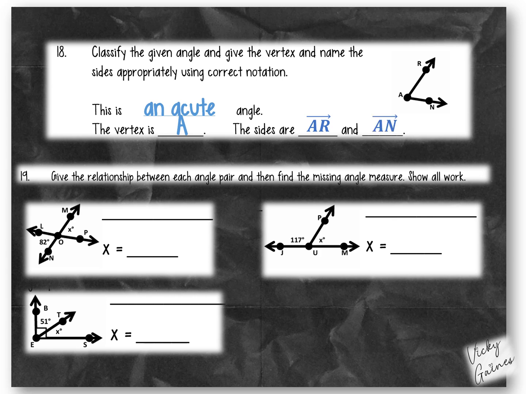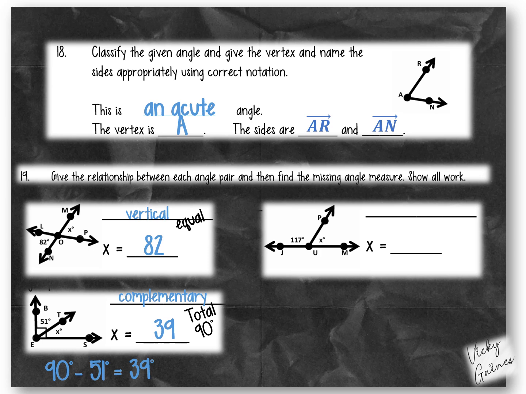19. Give the relationship between the angle pair and find the missing angle measure. So that first pair are vertical angles. Vertical angles are equal, so x is 82. Next one, those are complementary, so they total 90. Just take the 51 away from the 90, and x is going to be 39. Because it says x degrees, we don't need to put the degree sign on our answer line.